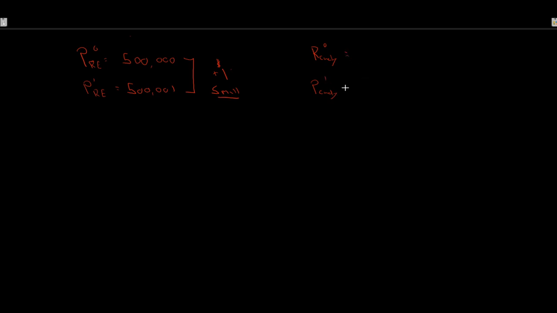Price of candy. Let's say price of candy went from 50 cents to $1.50. Again, we've only had plus $1, but this plus $1, what is this? Well, in this case here, this is actually quite a large change in the price of candy.